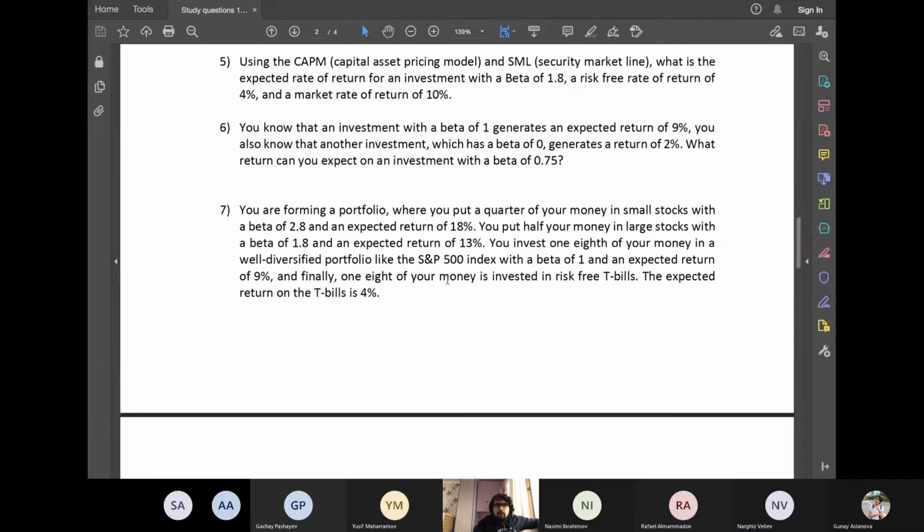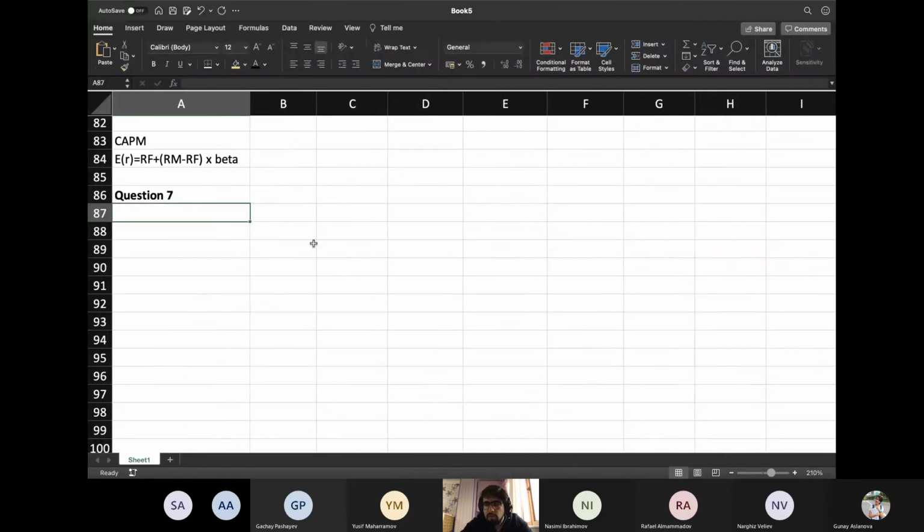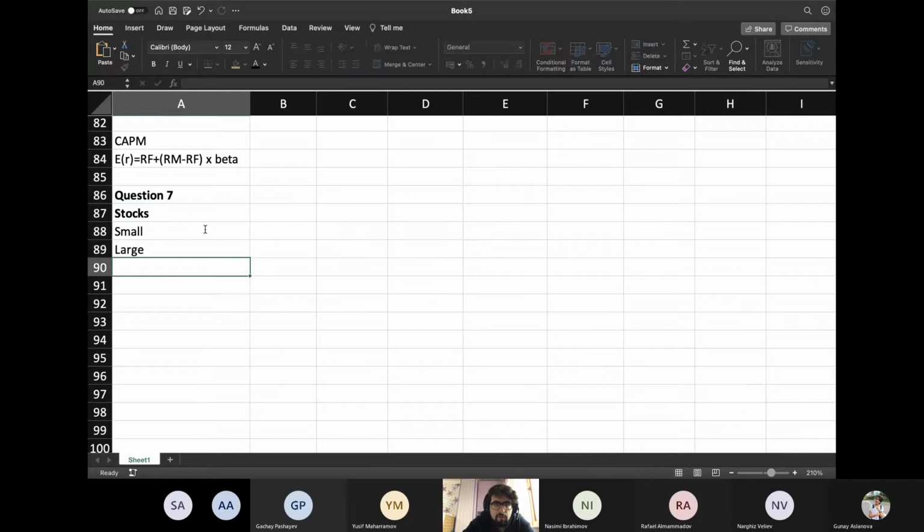And 1/8 of money in risk-free T-bills. Let's form our portfolio. Stocks, let's say we have small stock, large stock, S&P 500 stock, this index, risk-free T-bill.